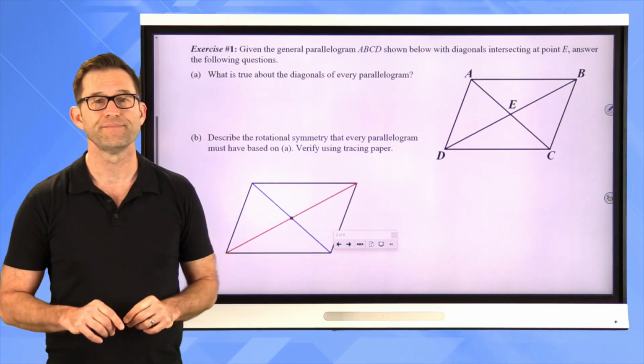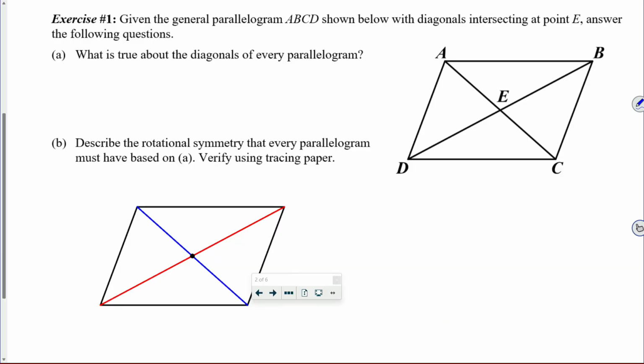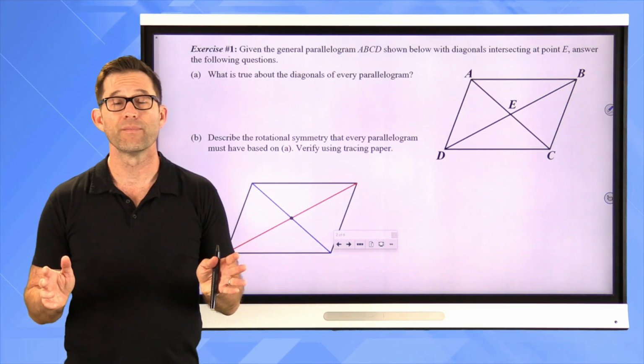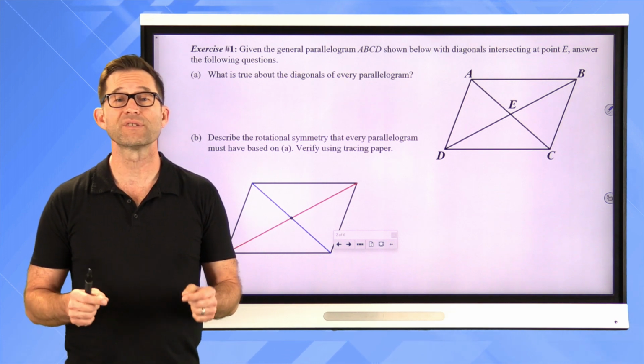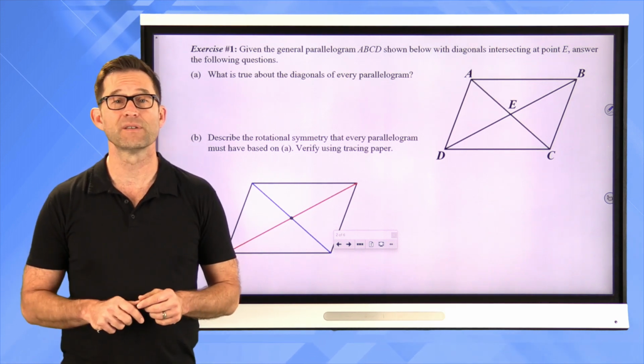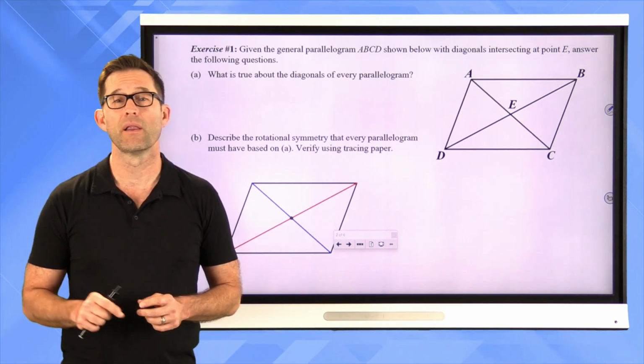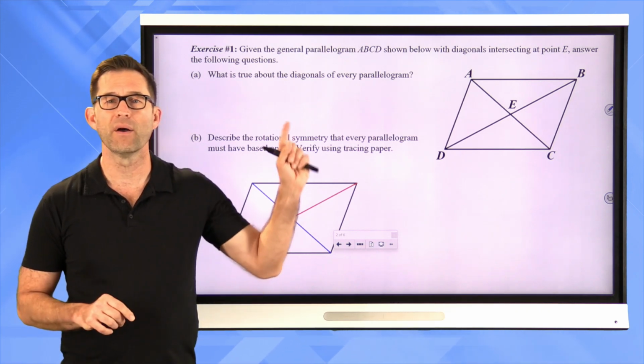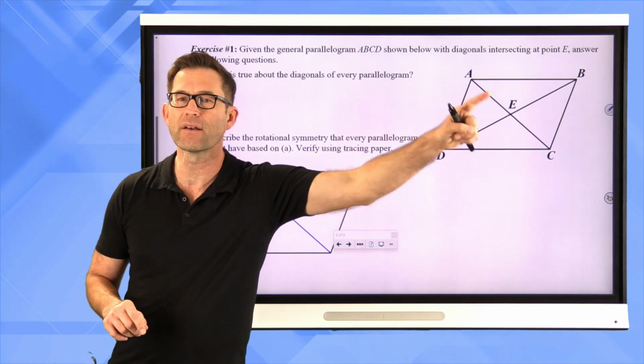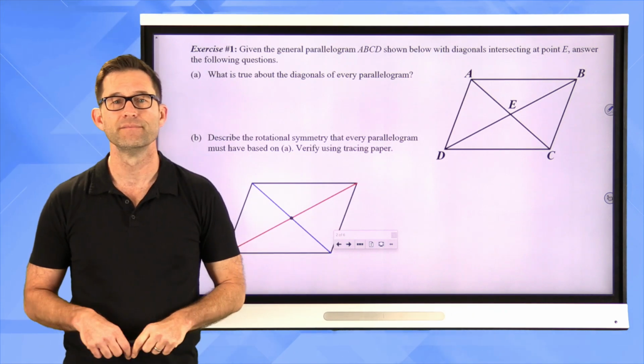Exercise number 1. Given the general parallelogram ABCD shown below with diagonals intersecting at point E, answer the following questions. Letter A. What is true about the diagonals of every parallelogram? All right, this is critical, okay? Because it'll help us understand the one and only type of symmetry that generic parallelograms have. Pause the video now and tell me what's true about the diagonals of every parallelogram.